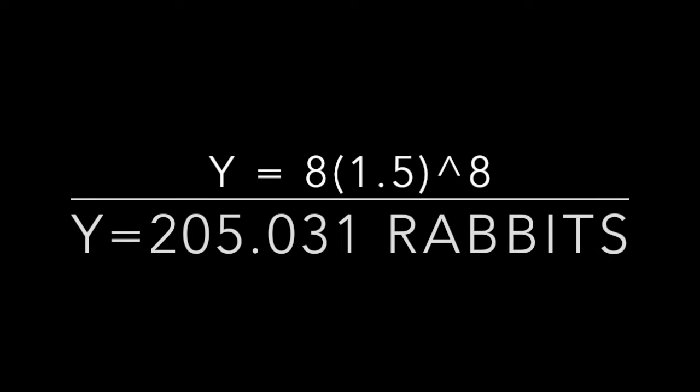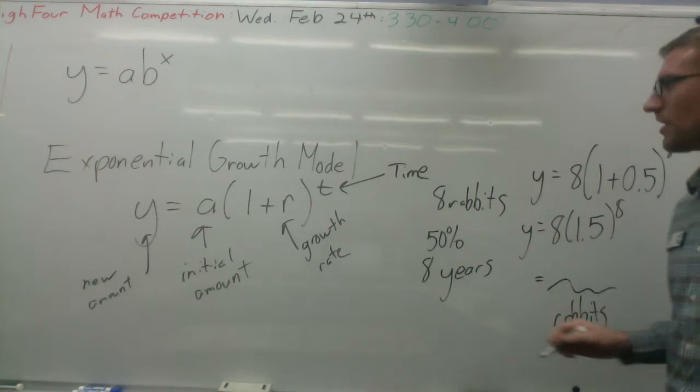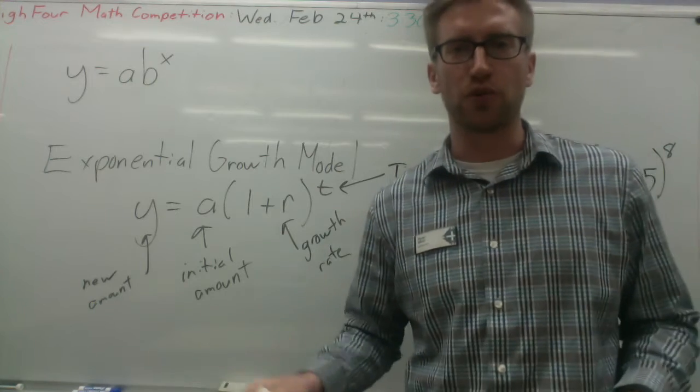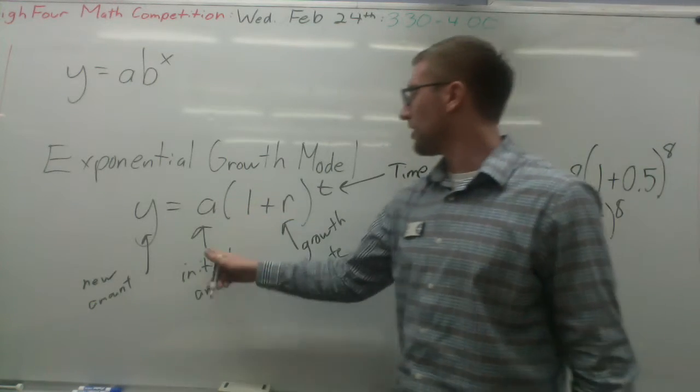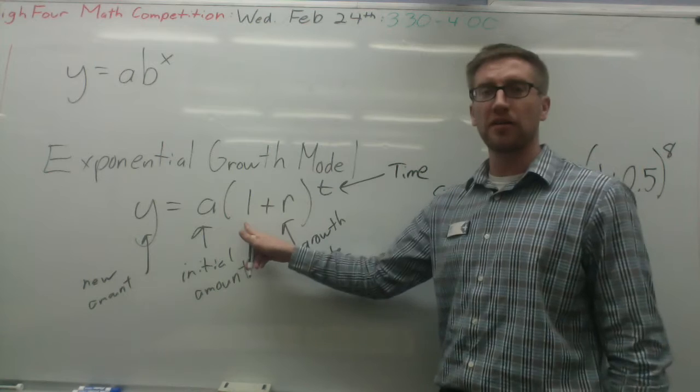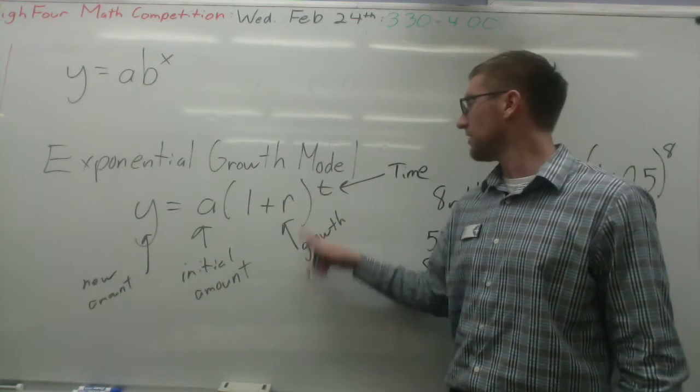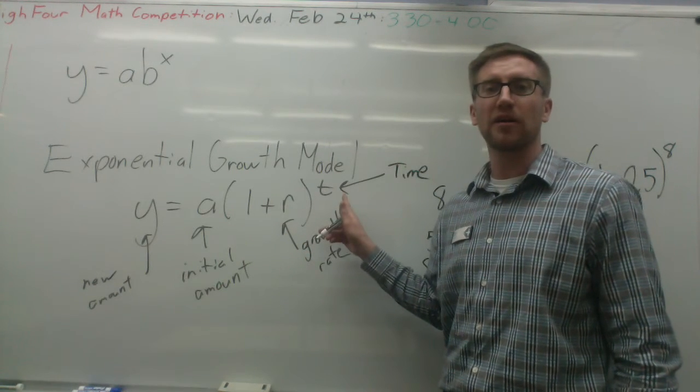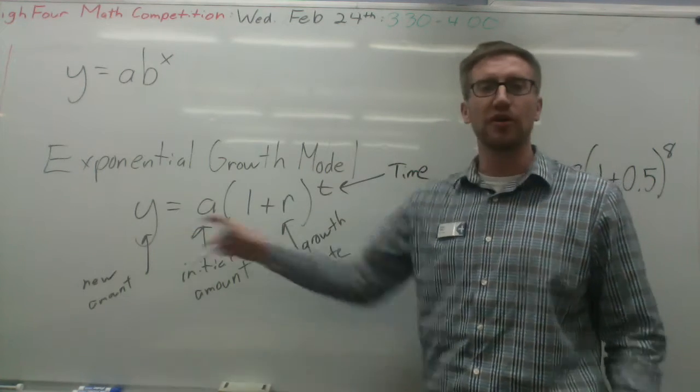Alright, so I did go back and put it into the calculator, just so you know that if you plug this in, you end up with 205.031 rabbits. So as you can see, the power of exponential growth, 8 rabbits becomes that many after just 8 years. Alright, so that is our exponential growth model. Initial amount times 1 plus your growth rate to the t power, usually being years, gives you your new amount.